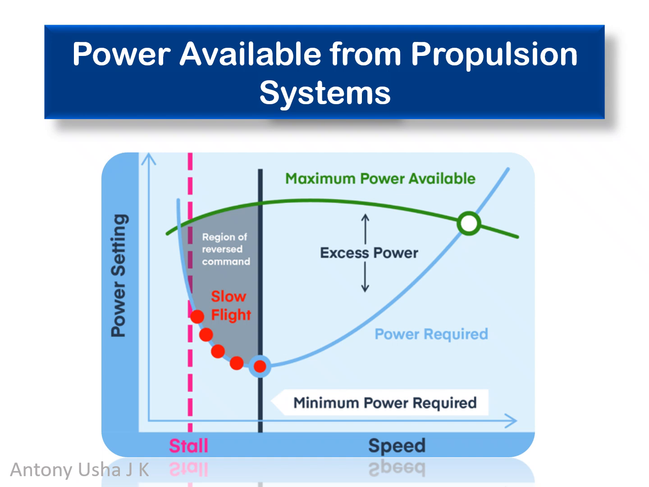Now the green line above shows the maximum power available from the engine at various speeds. The excess power, the difference between the two curves, is what allows for climbing or accelerating. To the left of the minimum power point lies a shaded gray region, labeled the region of reverse command. This is where slow flight occurs. In this region, the aircraft requires more power to fly slower, which seems counterintuitive.